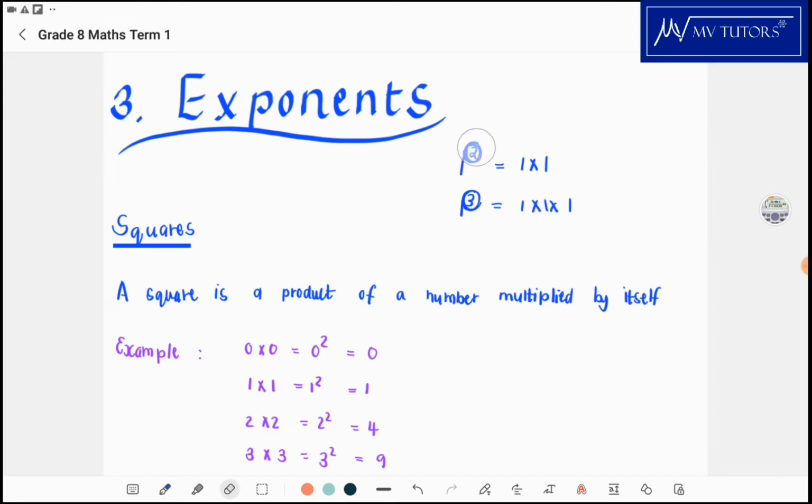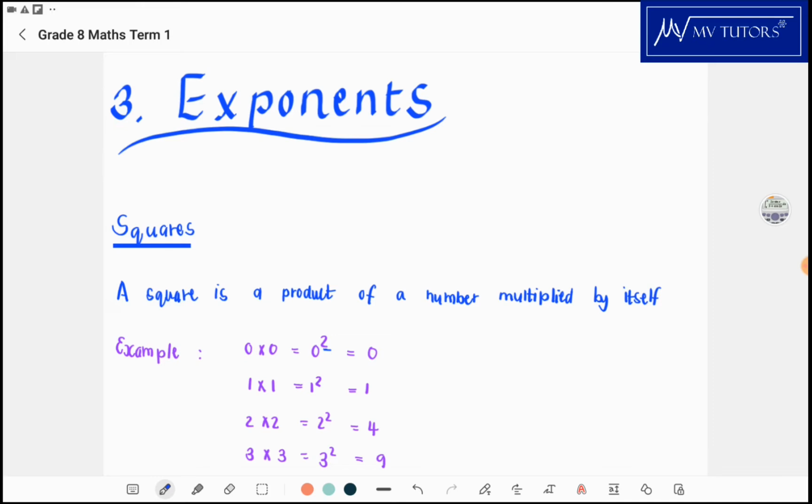Now we're going to start with squares, then we're going to go over to cubes. But what is a square? A square is a product of a number multiplied by itself. For example, if you have 0 times 0, that's the same as saying 0 squared. So the 2 we say is squared, that's a simplified way of saying it. And that will give you 0, because anything multiplied by 0 is 0.